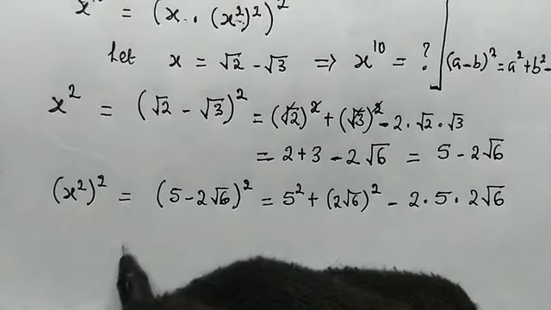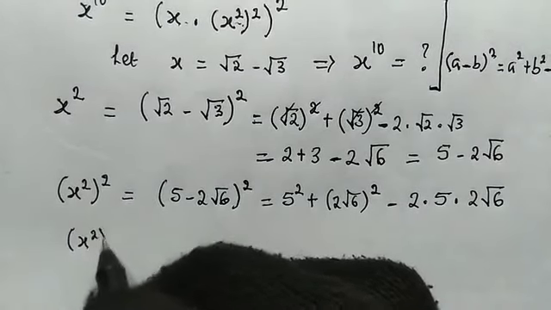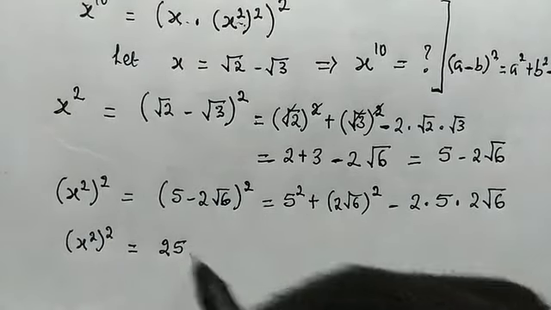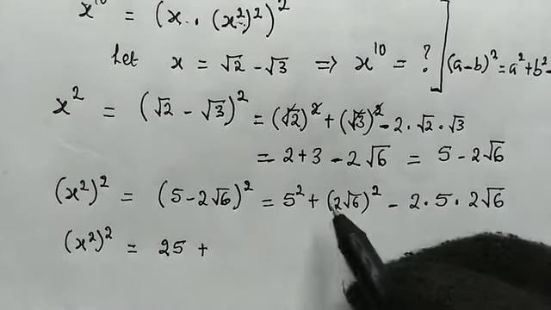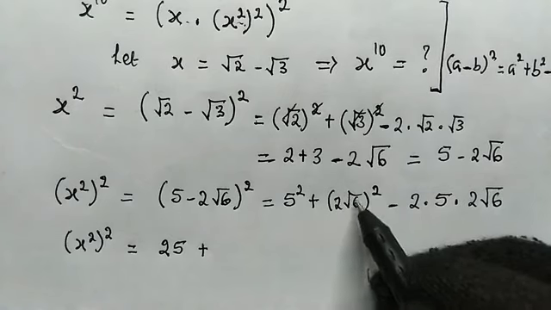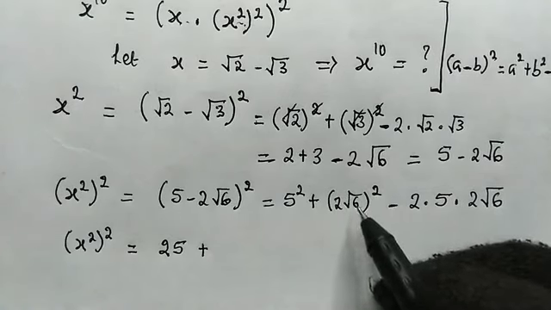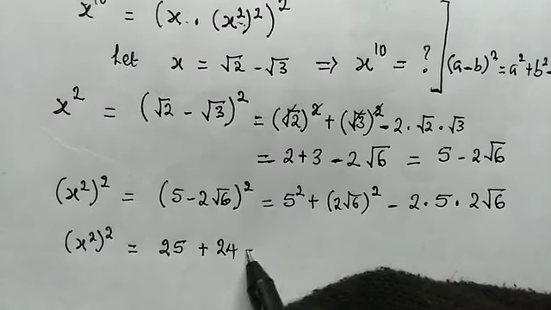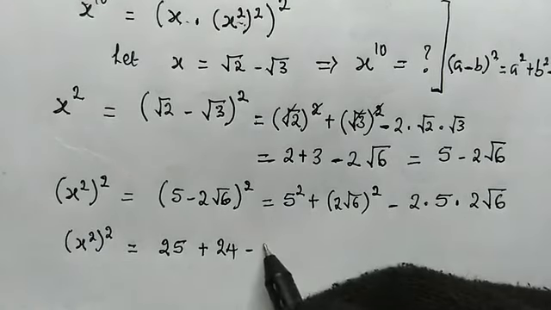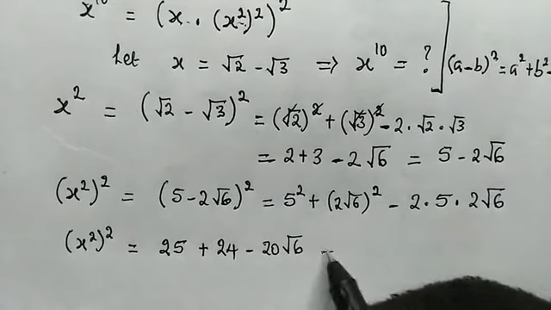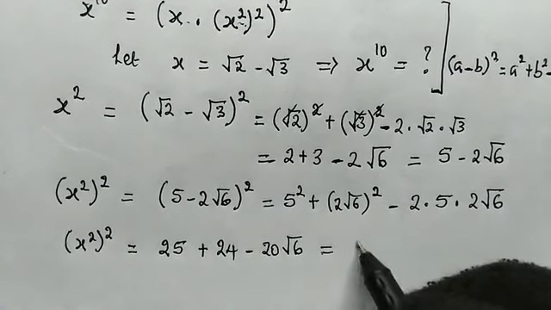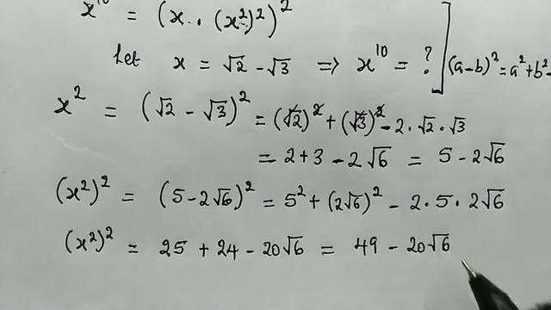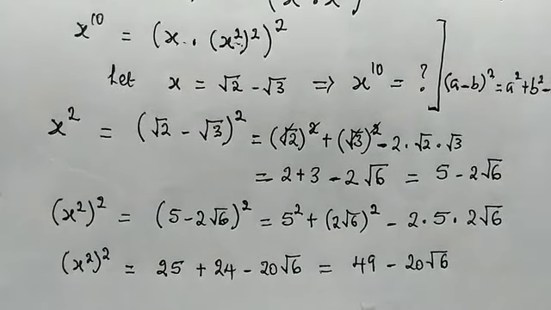Okay. So from here, we have the square of x to the power of 2, which will be equal to 5 squared here, which is 25, right? Then plus, here we know 2 squared is 4. Root 6 squared, the square cancels the root, it will remain 6. So we just have 4 times 6, which is 24. Then we have minus 2 times 5, 10 times 2, 20. So this will be 20 root 6, which when simplified, we get 49 minus 20 root 6. Amazing. Okay, so what is the next thing?